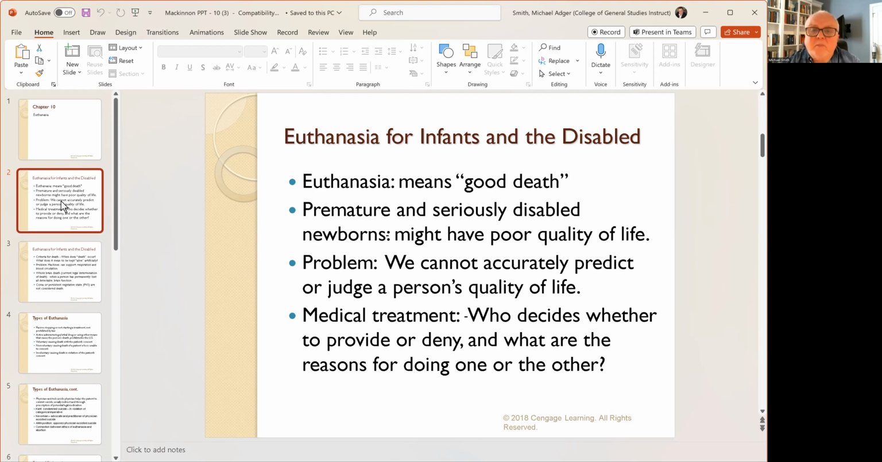The problem is that we have a problem determining what is a quality of life, how good a quality their life is. And then you have the problem of medical treatment. Who decides whether to provide or deny, and what are the reasons for doing one or the other?